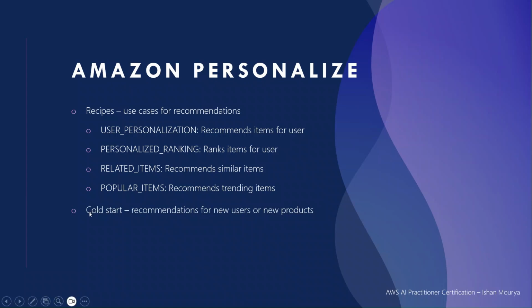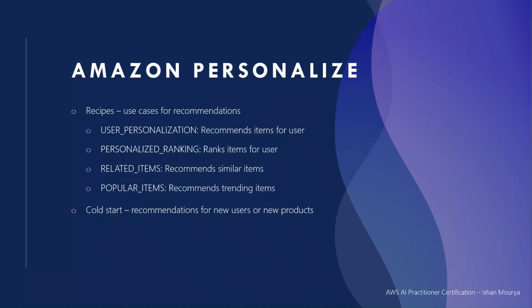Now there is one more concept in here, which is the cold start. So let's say we have a new user logging into our system and we want to recommend them some products. We will not have any user interaction data for this user, right? Because it's a new user. They haven't clicked on any product yet. They don't have any purchase history. So this is a case of cold start. In this case also Amazon Personalize will be able to recommend products. It has its own logic for such kinds of cases.